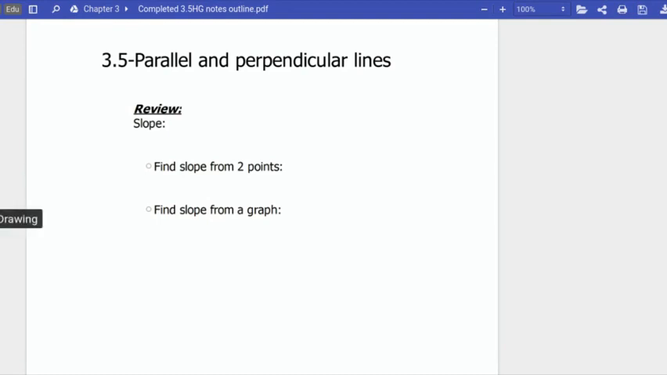Let's start by reviewing how you find the slope from 2 points. So remember, to find the slope from 2 points, you do y2 minus y1 divided by x2 minus x1. So you do the y's over the x's.